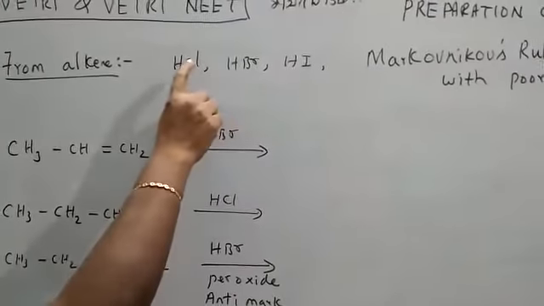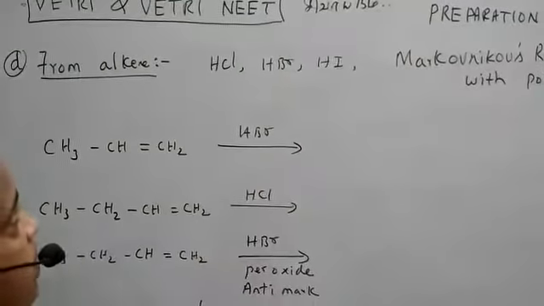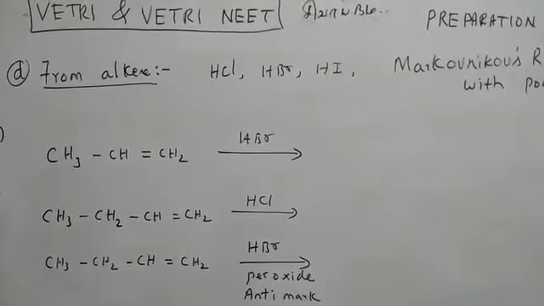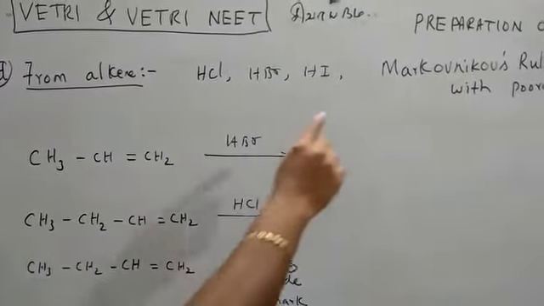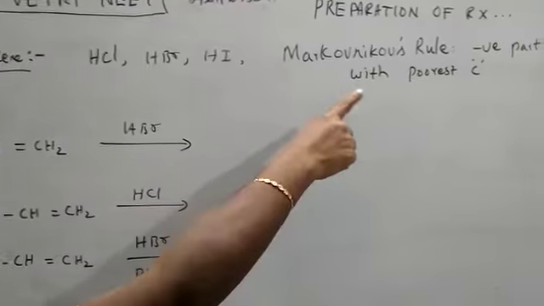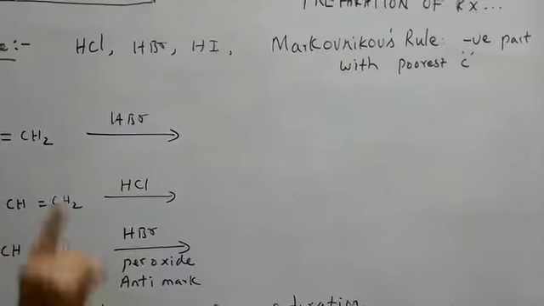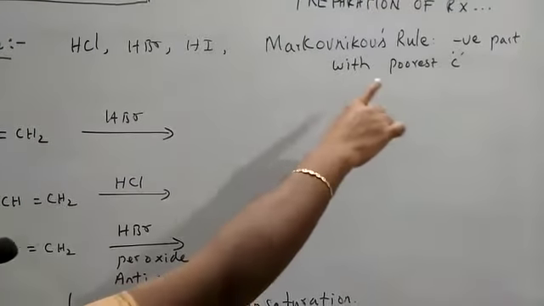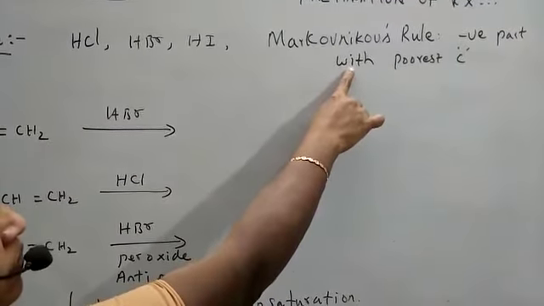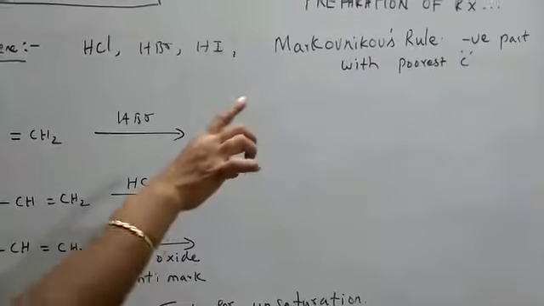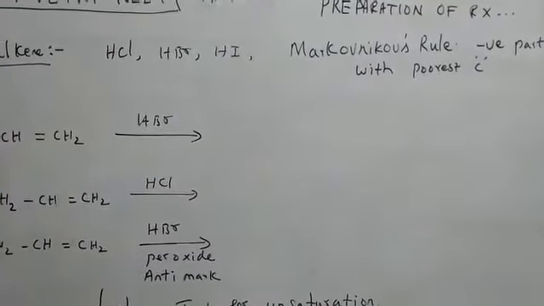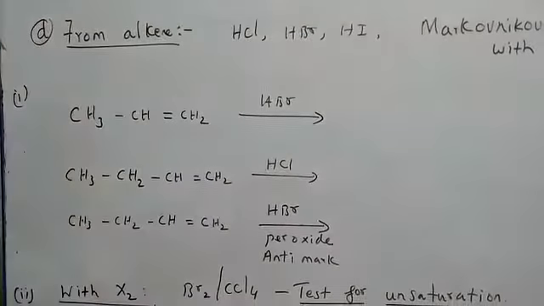First point is HCl, HBr, HI. These are the reagents, called halogen acids. And the point we are going to see is called the Markovnikov rule. What is the Markovnikov rule? The negative part of the compound attaches to the poorest carbon. The rule is already known to you; I gave it only as a tip. This includes all three halogen acids.